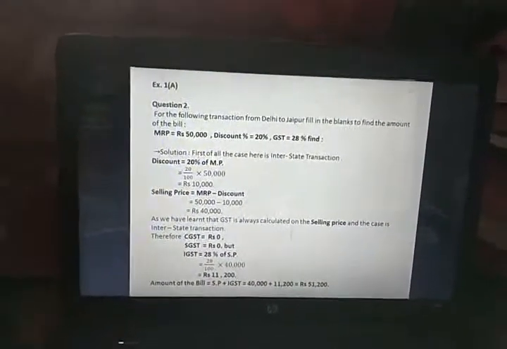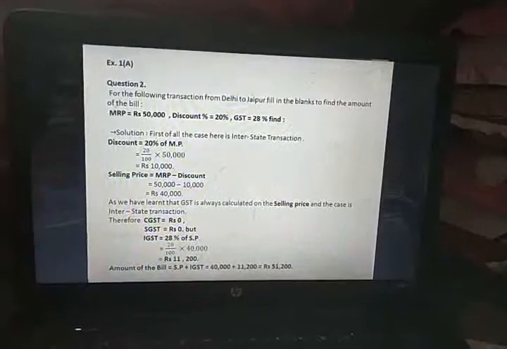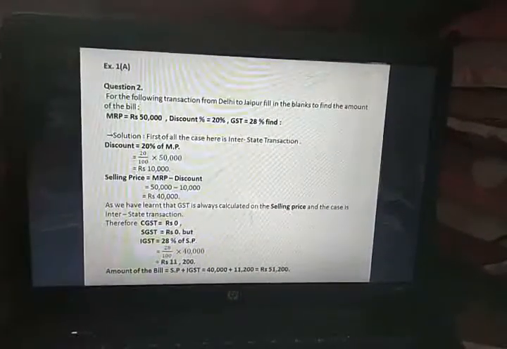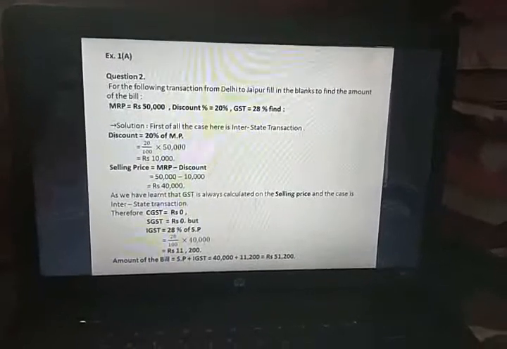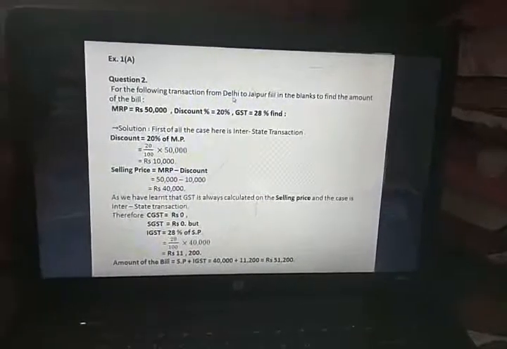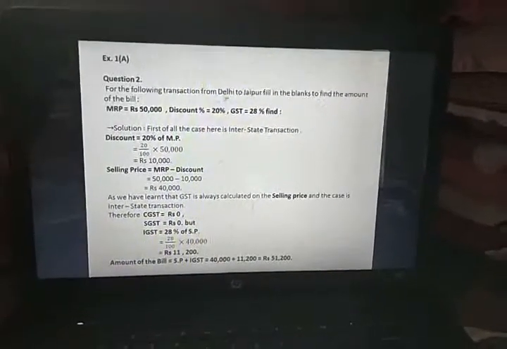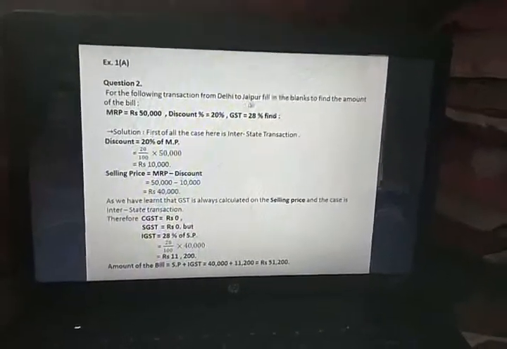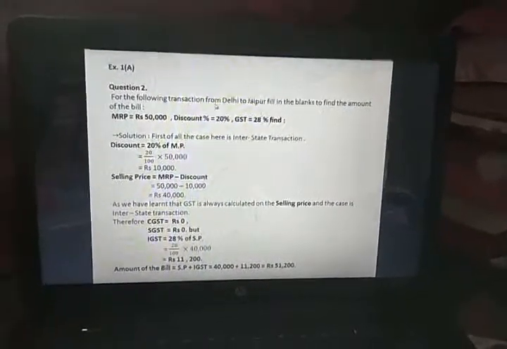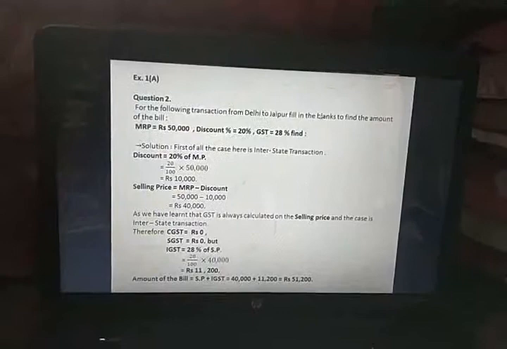As we have done question number 1 yesterday, now I'm moving to question number 2. For the following transaction from Delhi to Jaipur, fill in the blanks to find the amount of the bill. You can see this question in your books. This part is very, very important: from Delhi to Jaipur. So it is not within the state. It is from one state to another state. Are you understanding my point? Hence the transaction here is an interstate transaction.